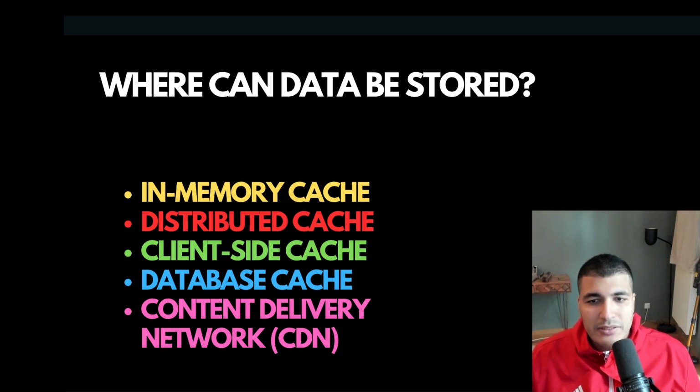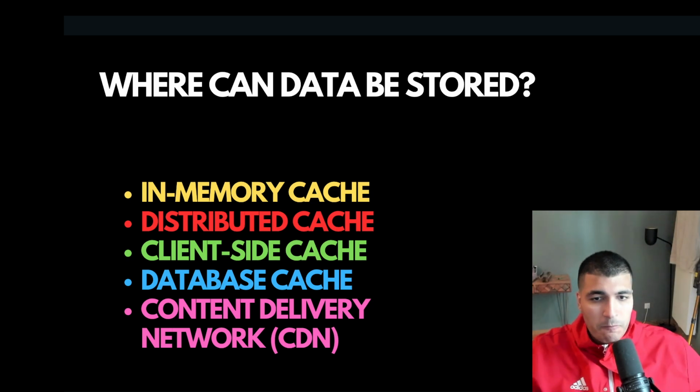Caching can be implemented at various levels in different forms. Let's explore some of them. Number one, we have in-memory cache. As the name suggests, in-memory caches store data directly in the server's main memory, which offers extremely fast access.